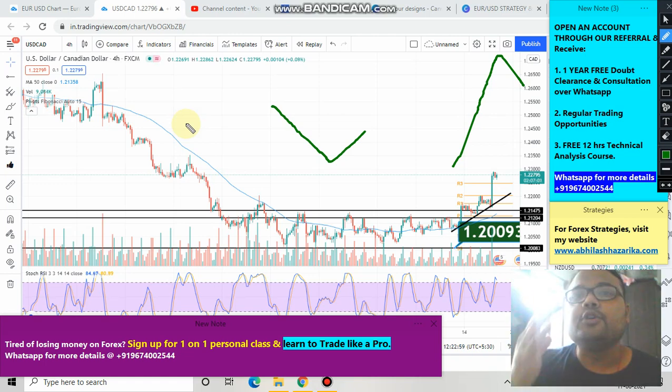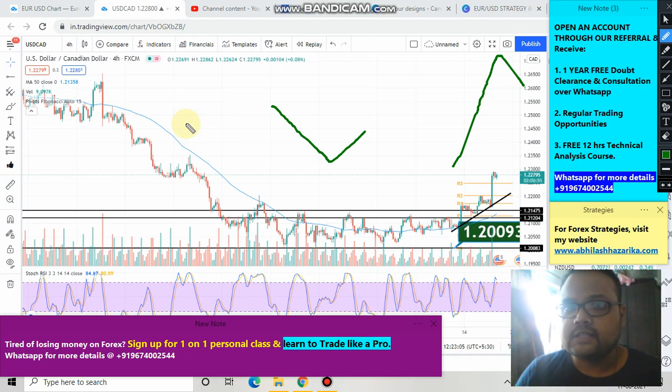And considering the present position of US dollar, it will be very foolish if we look for selling opportunities. Therefore, considering these factors, we will look for buying opportunities only.